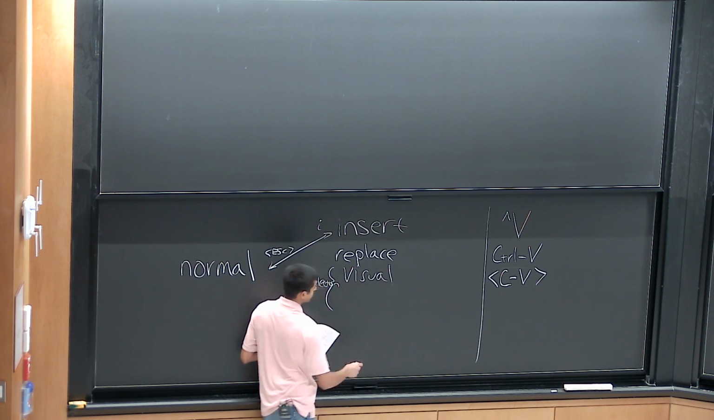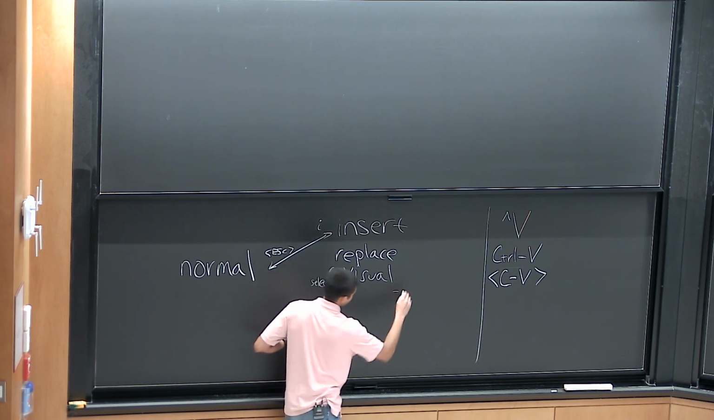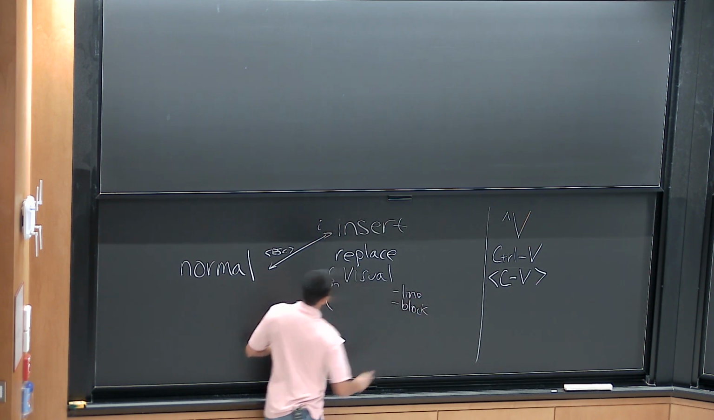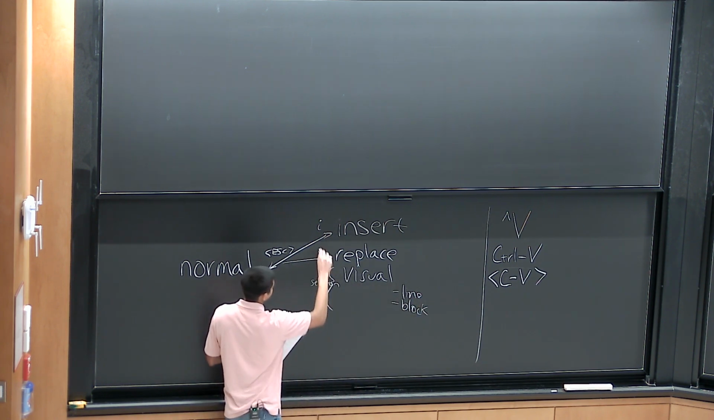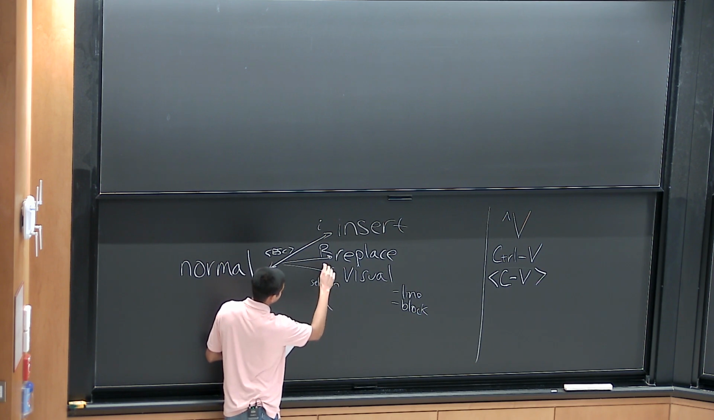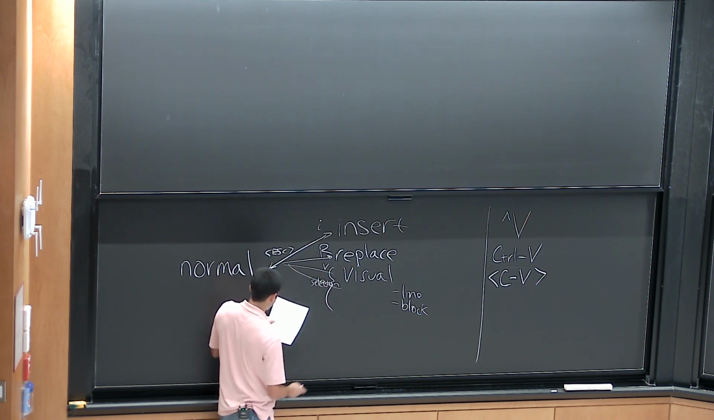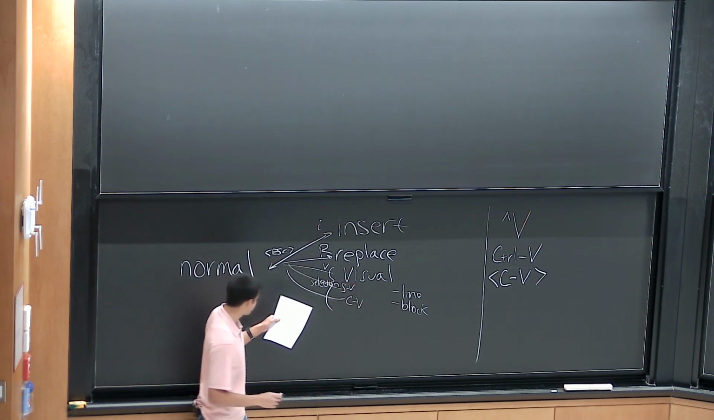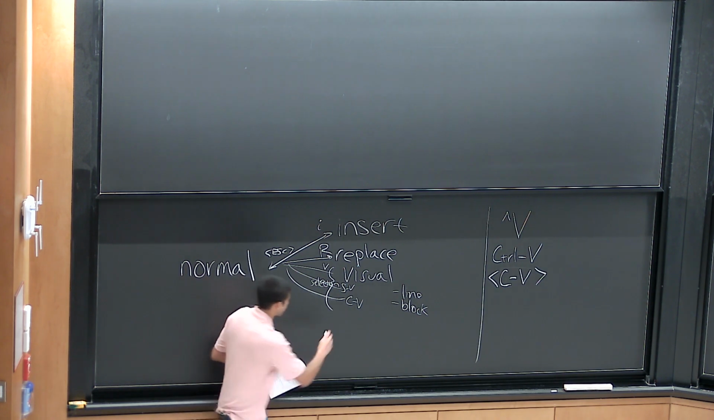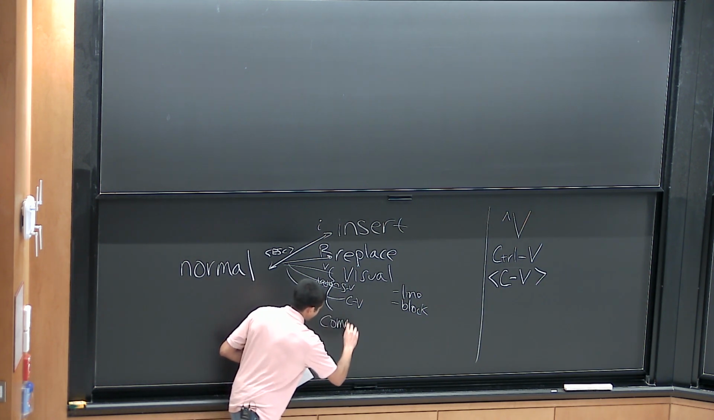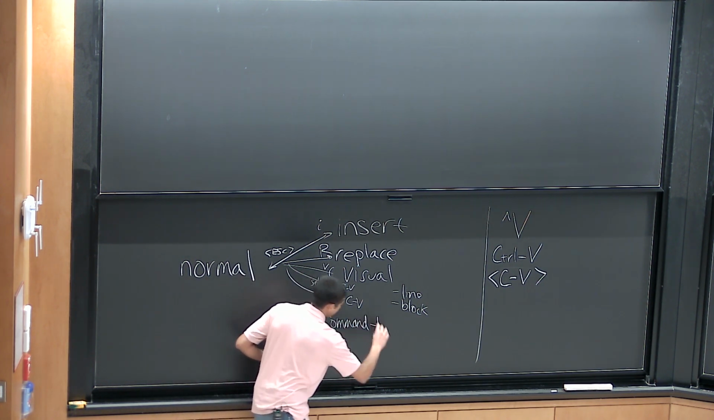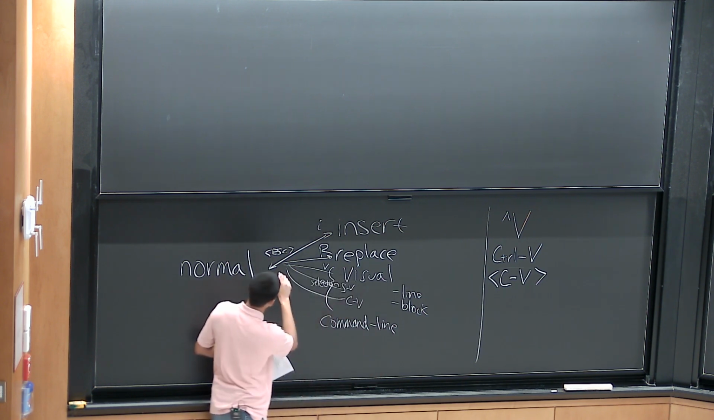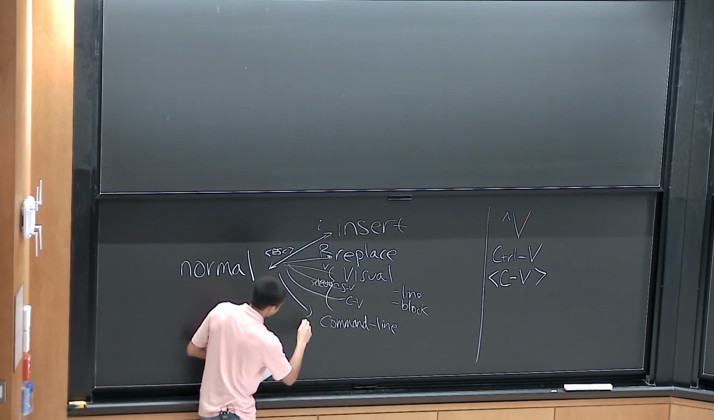So it has a mode called visual mode, and then it has visual line and visual block. This one is entered via the R key. This one is entered via the V key. This one is entered via Shift V. And this one is entered via Control V. And then there's the command line mode, which is entered via the colon key.